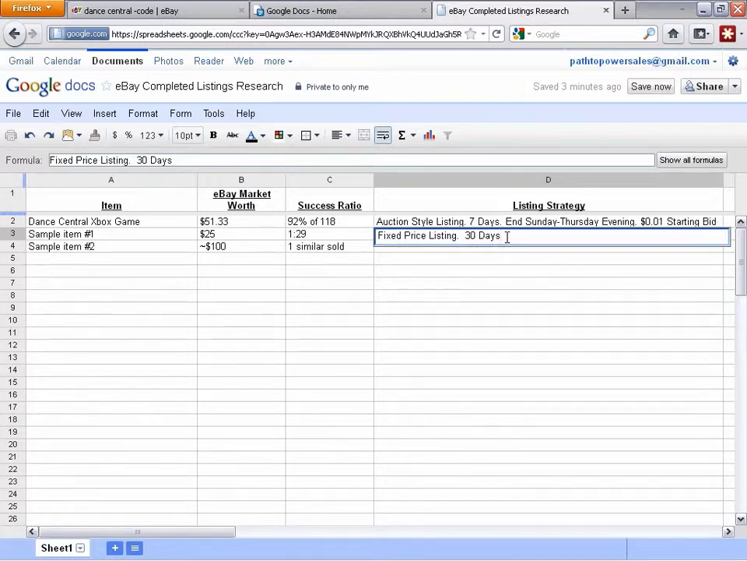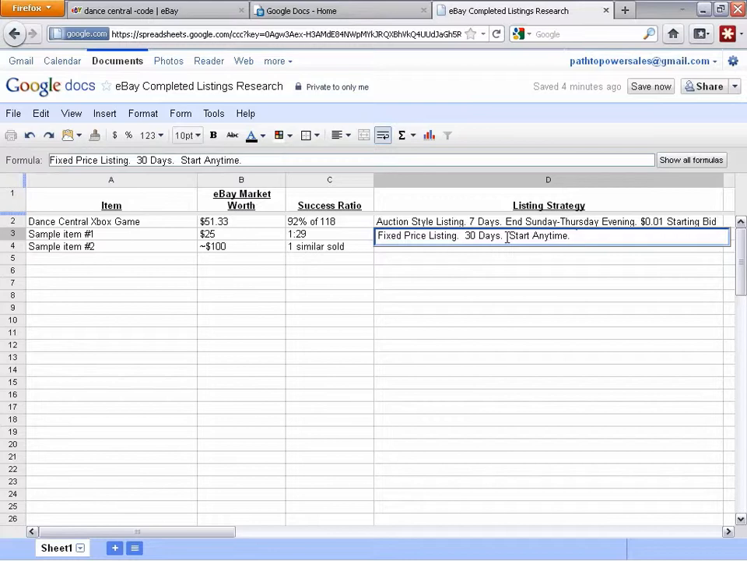Now, the day that you end a fixed price listing is not important. Unlike an auction where there's going to be a large influx of bids during the final hours, a fixed price listing can be purchased at any time. Because of this, I'm just going to put start anytime.